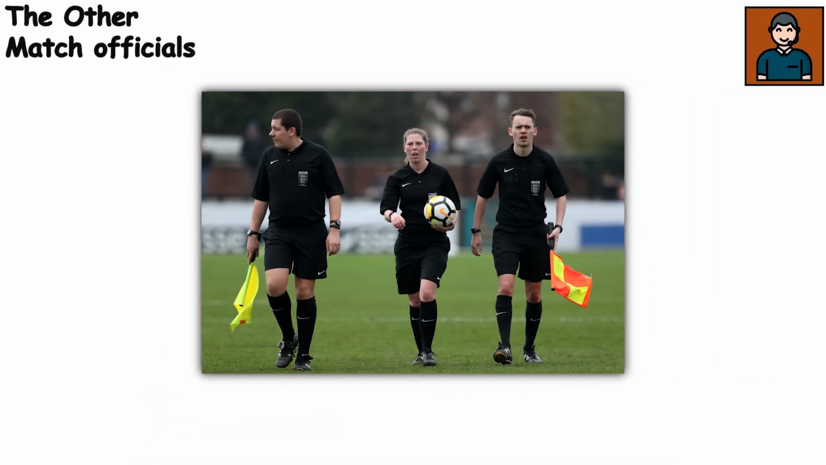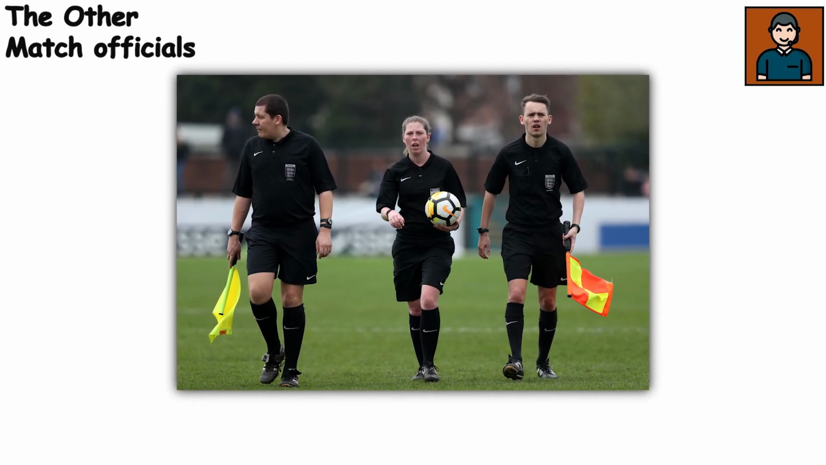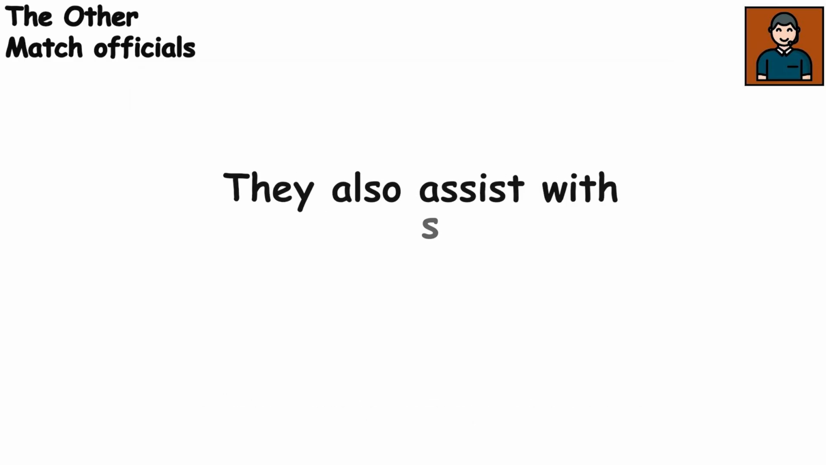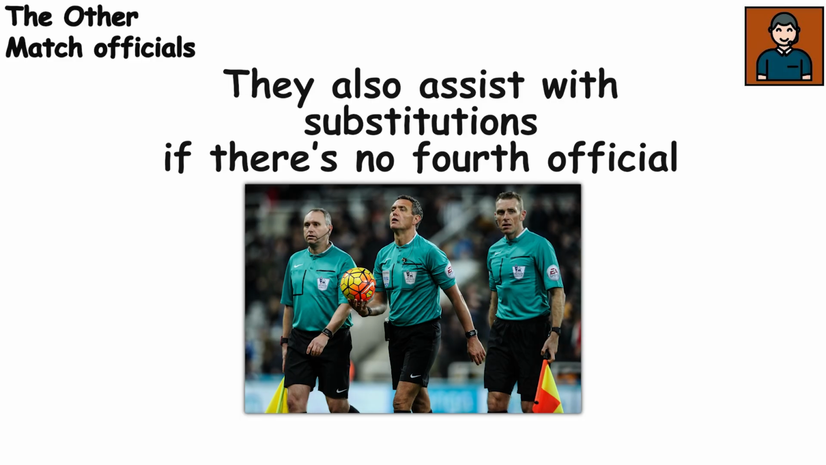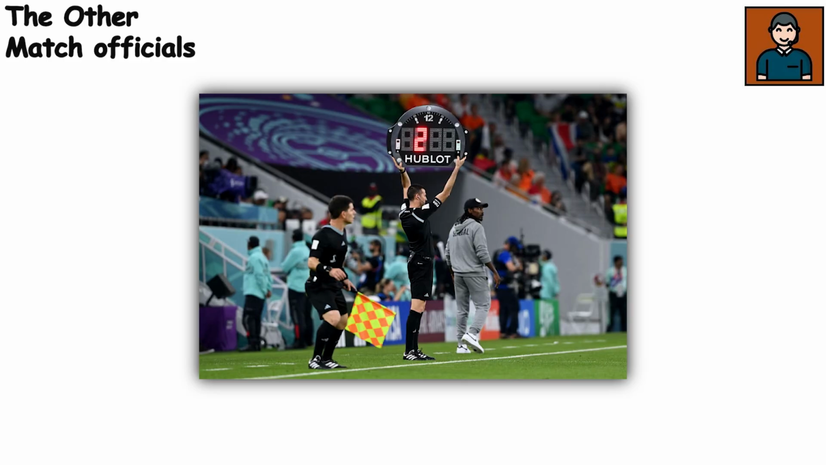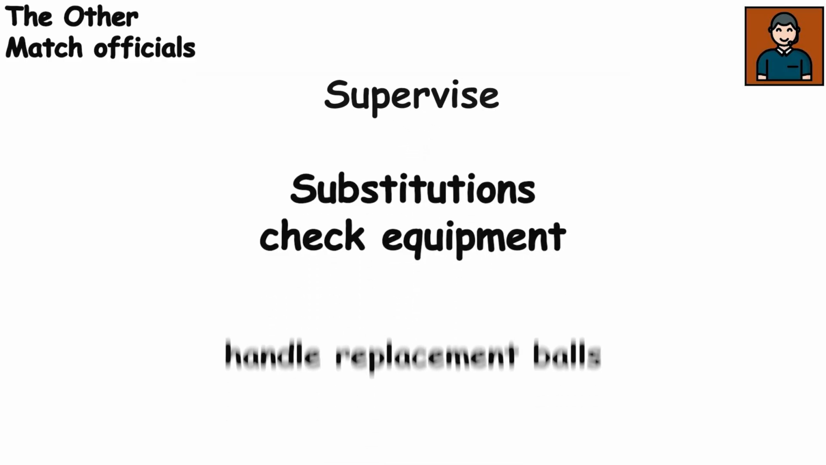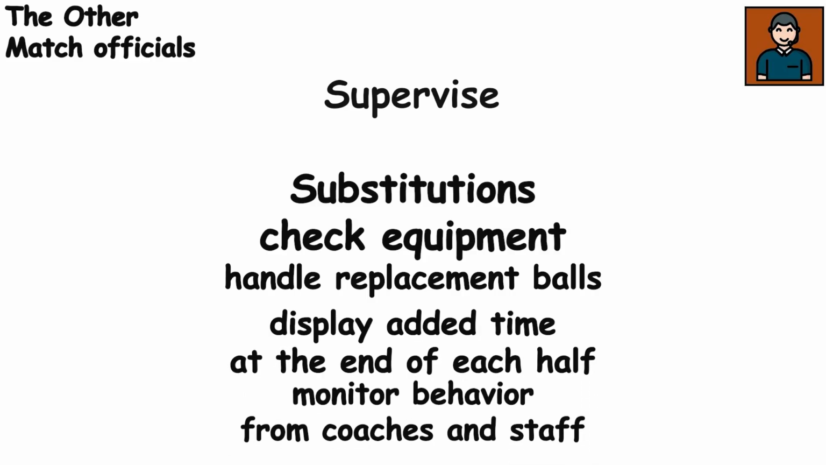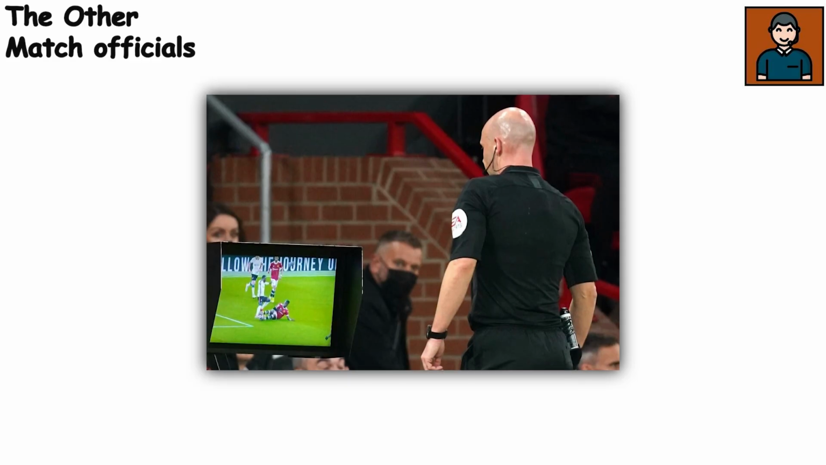2 assistant referees patrol the touchlines, running in line with the second-last defender so they can judge offside and signal when the ball goes out or which team should restart. They also assist with substitutions if there's no fourth official, and may enter the field at dead ball situations to enforce the 10-yard distance. A fourth official stands beside the field managing the technical areas. They supervise substitutions, check equipment, handle replacement balls, display added time at the end of each half, and monitor behavior from coaches and staff. If needed, this official can replace an assistant or even the referee.